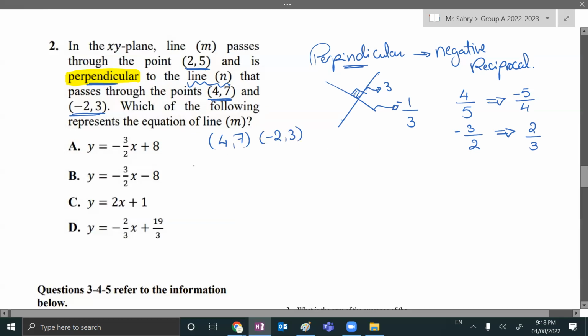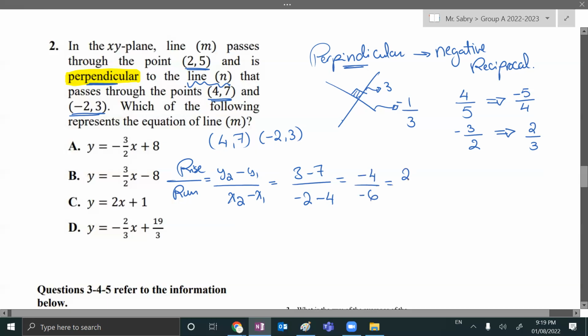How do I get the slope whenever I'm given 2 points? I do the rise over run, which is mainly y2 minus y1 over x2 minus x1. That is 3 minus 7 over negative 2 minus 4. That's negative 4 over negative 6, which is 2 over 3. This is the slope of line N.